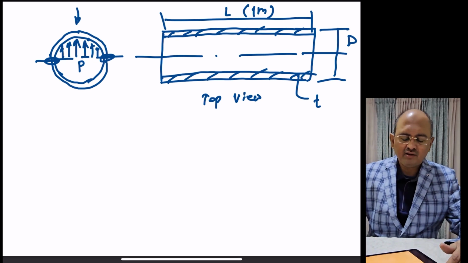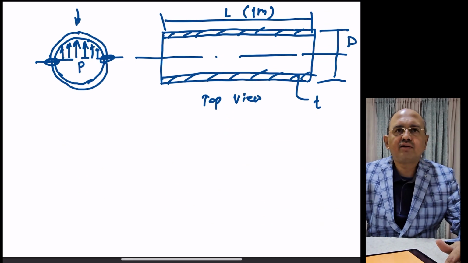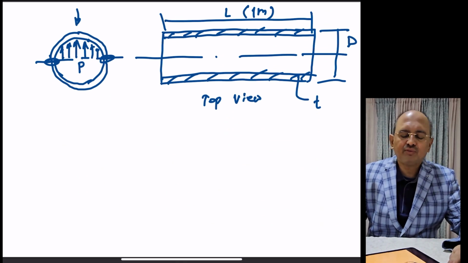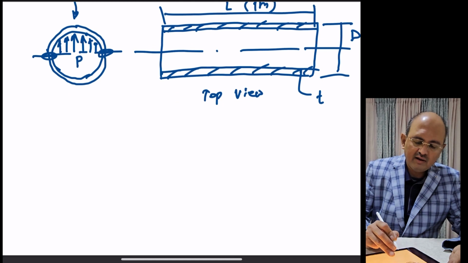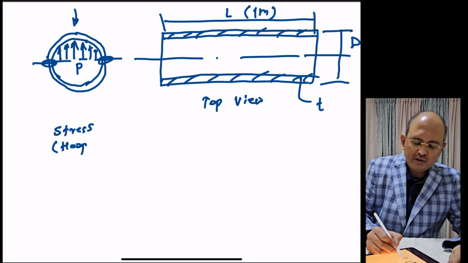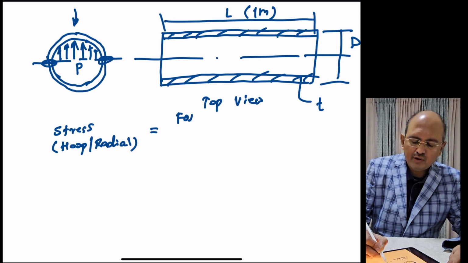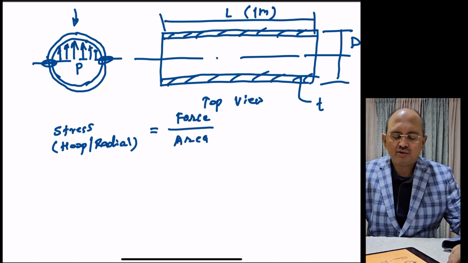Now what will happen is, as you know, stress is nothing but force upon area. So let's write down first stress. Okay, here we are talking about hoop stress or radial stress, is nothing but force upon area. This is a basic principle which I believe everyone knows.